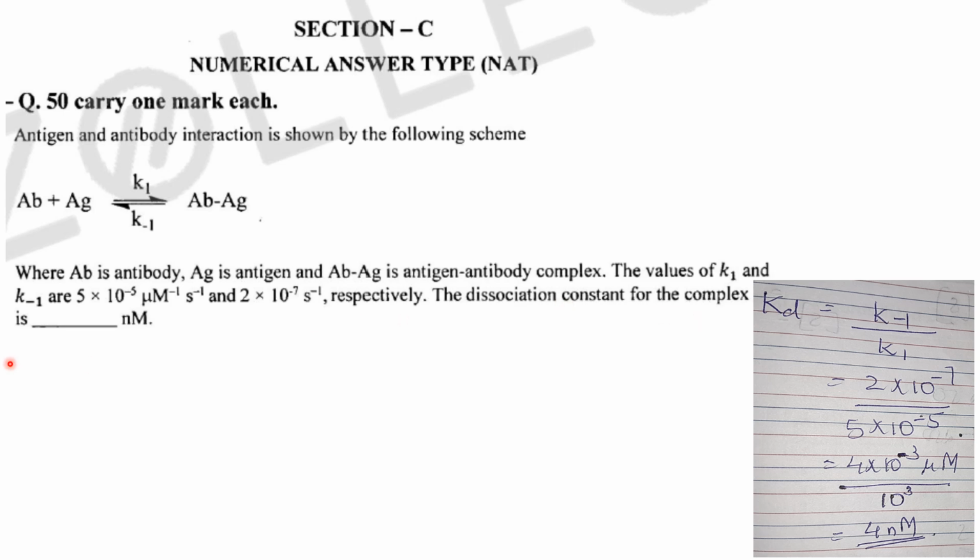The dissociation constant for the complex is? So KD is equal to K minus 1 by K1. So 2 into 10 raised to minus 7 by 5 into 10 raised to minus 5. You get 4 into 10 raised to minus 3 micromolar, multiplied by 10 raised to 3 for conversion, that is 4 nanomolar. Answer is, options are not given, 4 nanomolar.